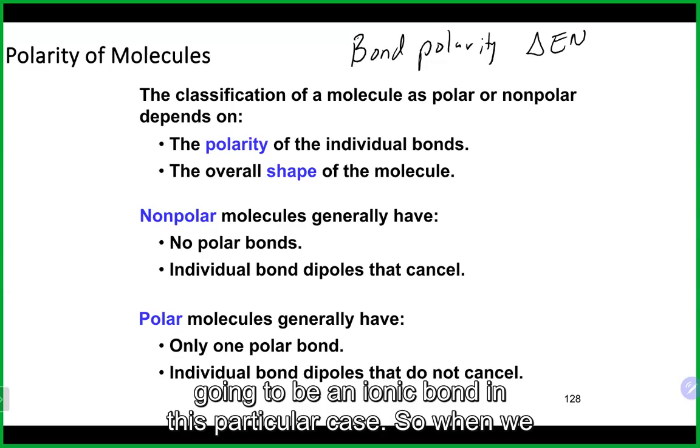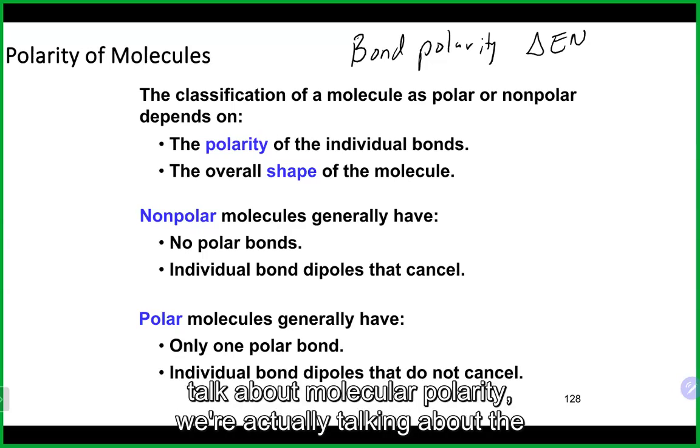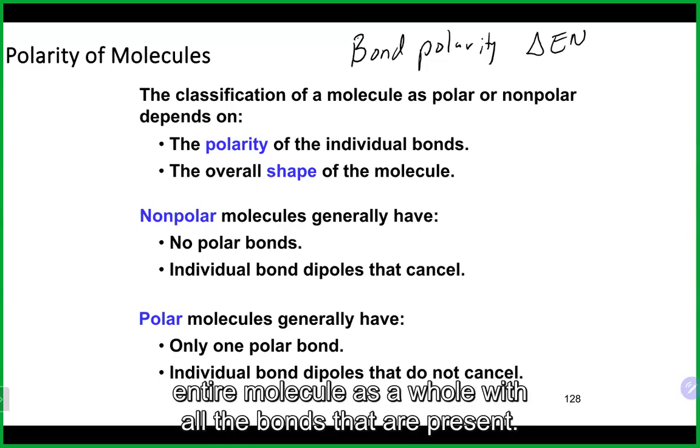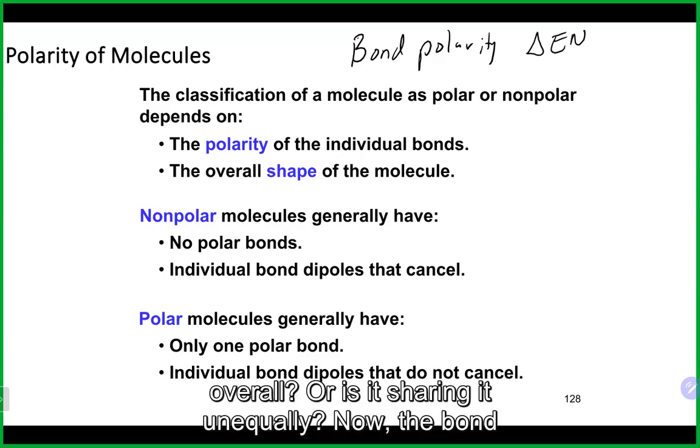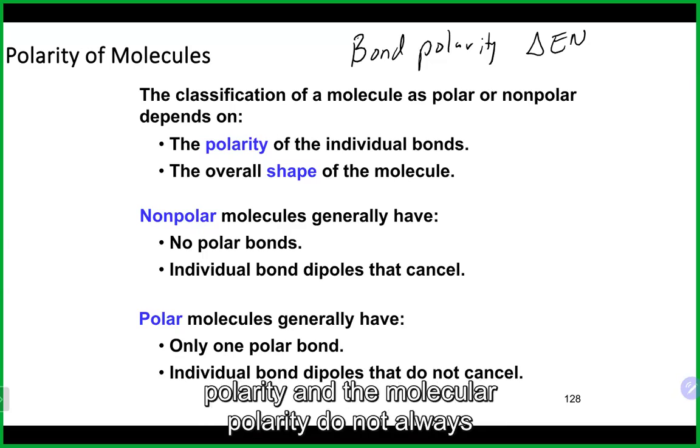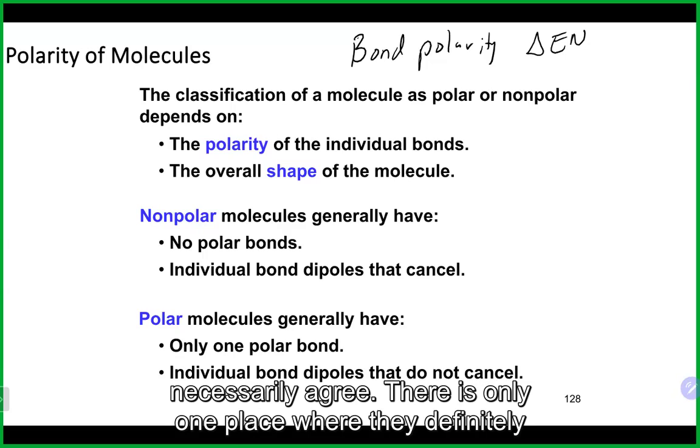So when we talk about molecular polarity, we're actually talking about the entire molecule as a whole with all the bonds that are present. Is the molecule basically sharing electrons equally overall, or is it sharing them unequally? Now, the bond polarity and the molecular polarity do not always necessarily agree.